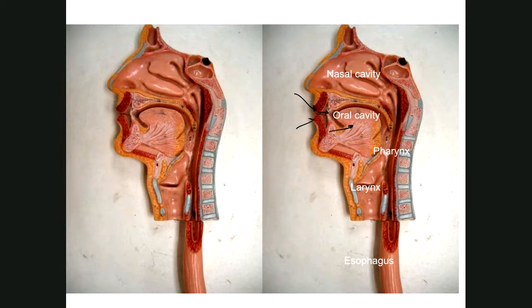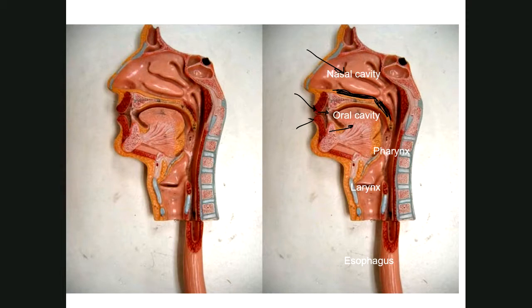Up here's the nasal cavity, which is not part of the digestive tract, but food can get in here if you vomit or something like that. But anyway, it's not considered part of the digestive tract. It's separated by bone and also by soft tissue. It's separated from the mouth, the oral cavity.